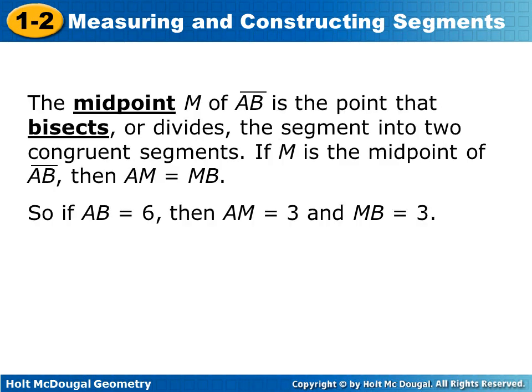The midpoint, M of AB, is the point that bisects or divides the segment into two congruent segments. If M is the midpoint of AB, then the distance from A to M is equal to the distance from M to B. So if AB is equal to 6, then AM is equal to 3 and MB is equal to 3.